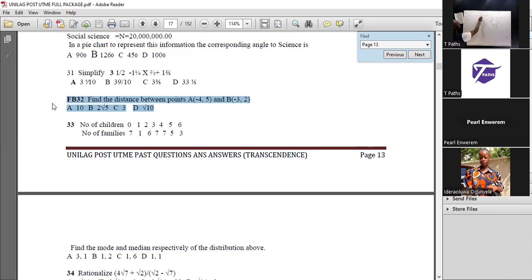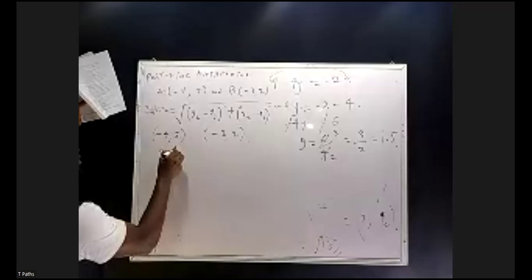Distance between 2 points. Class, do you still remember the formula for the distance between 2 points? Yes. What is the formula? Square root of (Y2 minus Y1) all squared plus (X2 minus X1) all squared. So what are the points you are given? You are given minus 4, 5, and we are given minus 3, 2. From what I've explained, this is your x1, this is your y1.